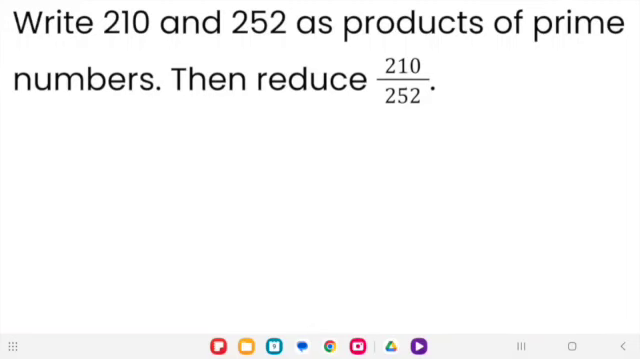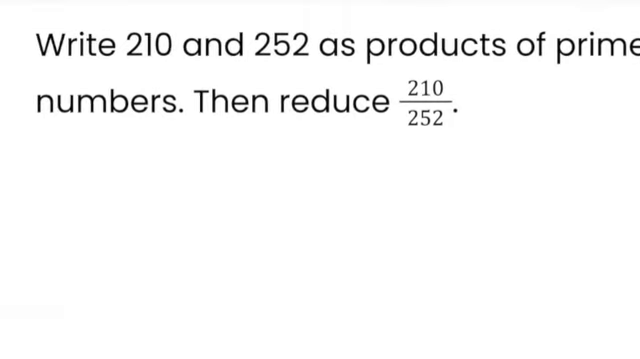Our A+ question today is: write 210 and 252 as products of prime numbers, then reduce the fraction 210 over 252. To start off, we're going to do a factor tree to find all of the prime factors of each of these numbers. And when we put those together, we'll be able to write it as a product of prime numbers.